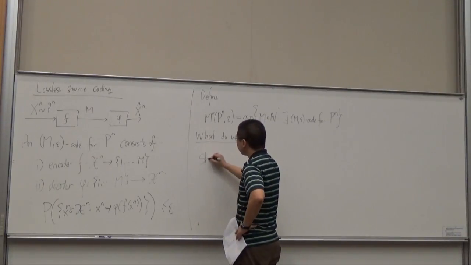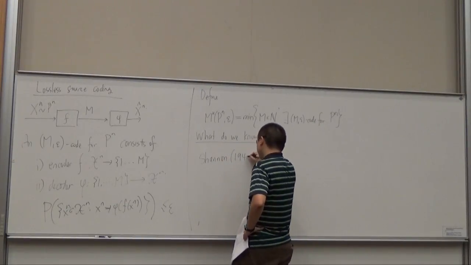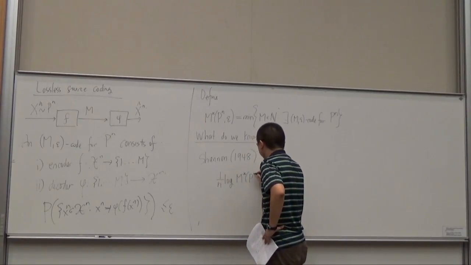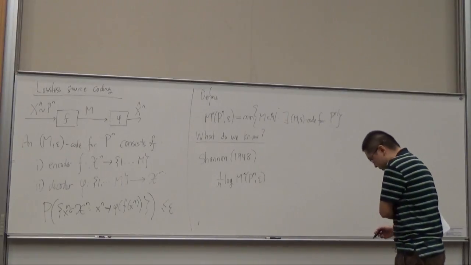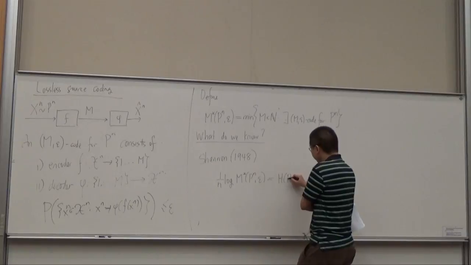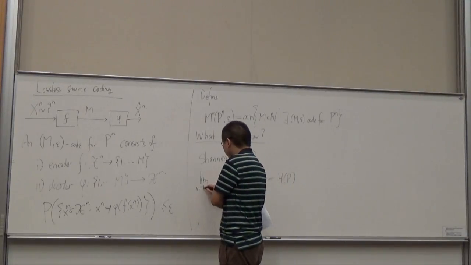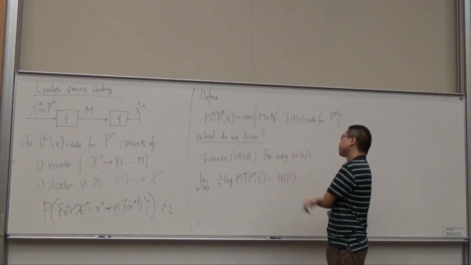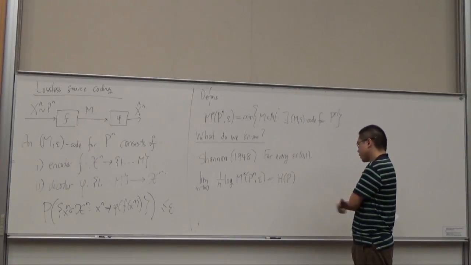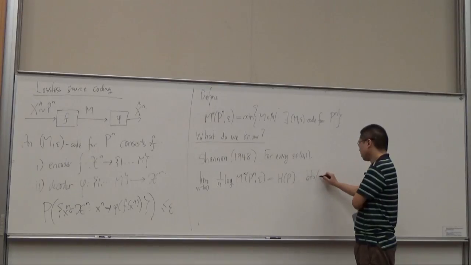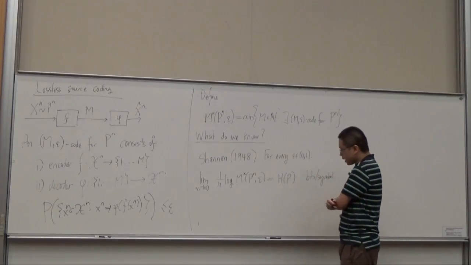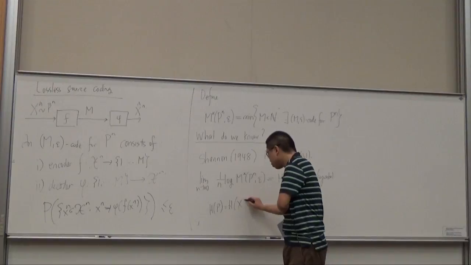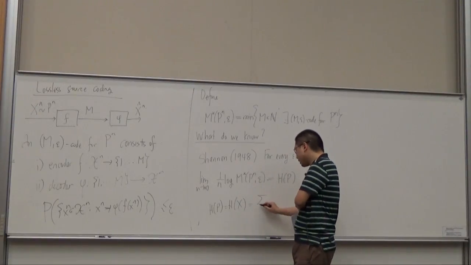In particular, Shannon, in his seminal paper, used typicality arguments to show the following: the limit of 1 over n log M star of P^n and epsilon, that is the first order asymptotic expansion, equals the entropy. There's a limit missing, and here it is. This holds for every epsilon between 0 and 1, for a discrete memoryless source. The units for entropy are, of course, bits per symbol. This quantity is our familiar entropy, which many people write as H(X), and sometimes I do too. It's defined in the usual way.